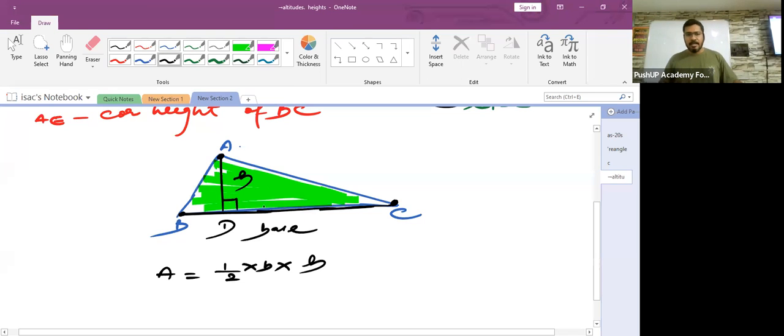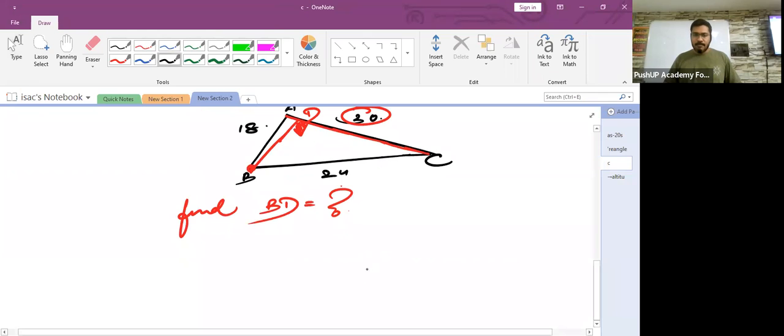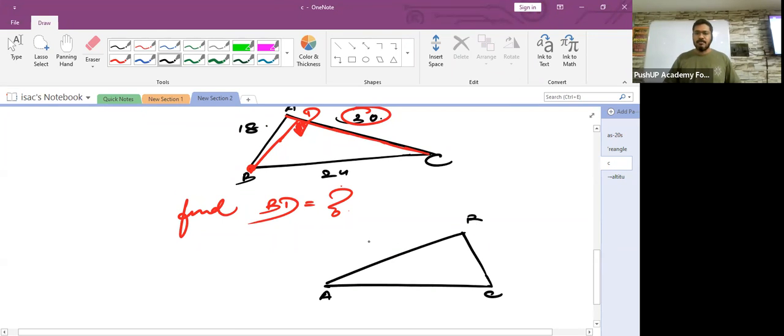Now, children, in this case, they have asked you to find the corresponding height of side AC, which is the largest side, isn't it? I'll do one thing, children. I will just flip this triangle slightly. I will make AC as the base of the triangle, okay?